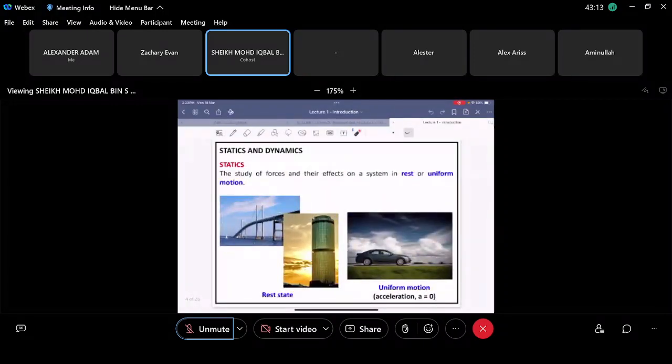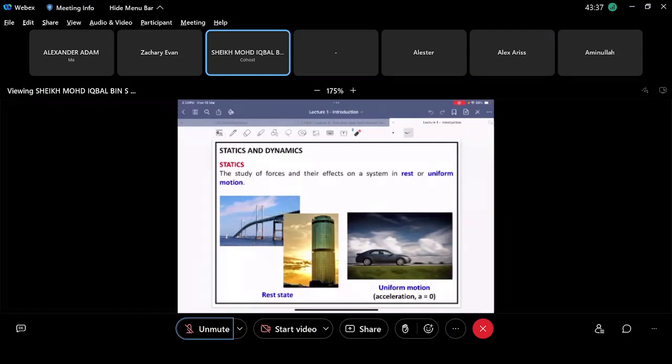So this is statics, the study of forces and their effect on a system at rest or in uniform motion. These are examples of static systems. This is a bridge, static. A building here is also static, and also a car moving at uniform motion, which means that the acceleration is zero.